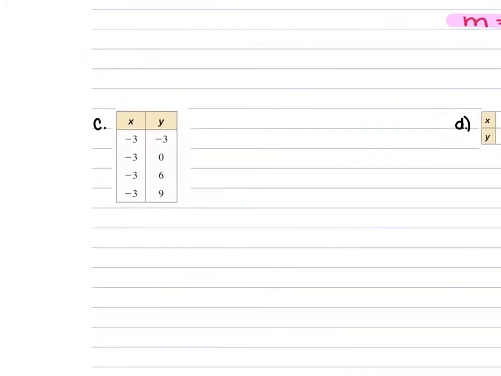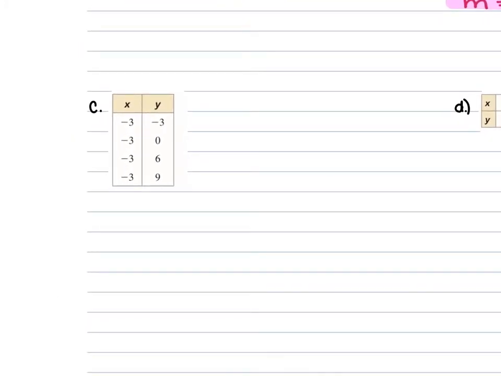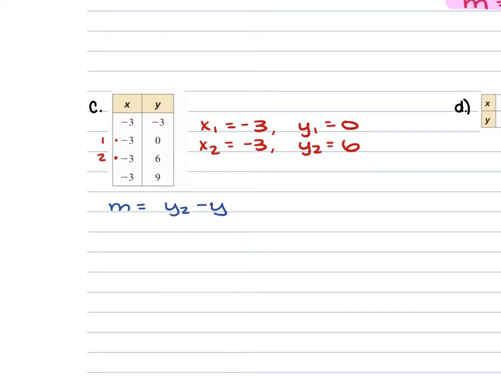For example C, we have the ordered pairs (-3, -3), (-3, 0), (-3, 6), (-3, 9). So I'm going to choose the two middle. My (-3, 0) is going to be point 1. My (-3, 6) is going to be point 2. So my x1 is -3, my y1 is 0, my x2 is -3, my y2 is 6. So again, my slope formula, y2 minus y1 over x2 minus x1.